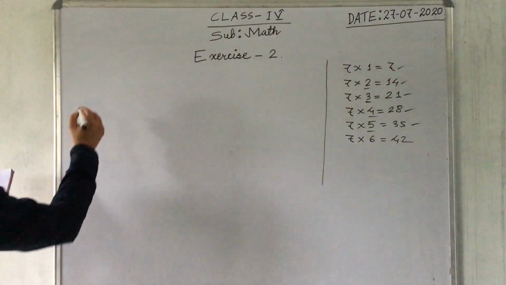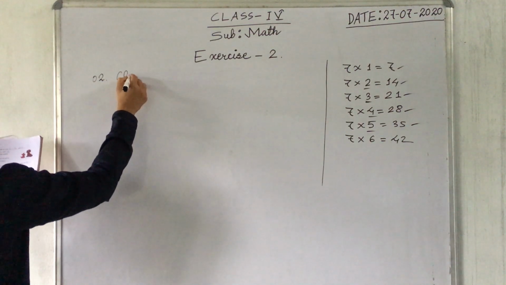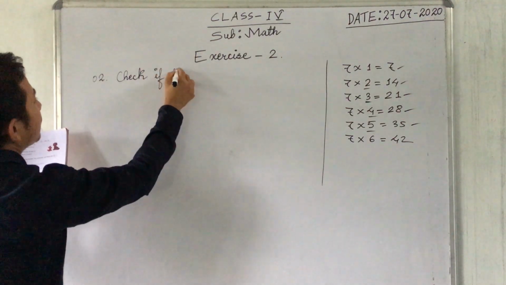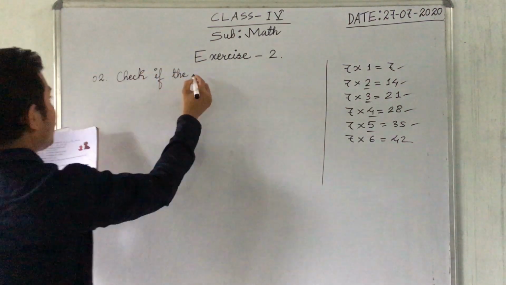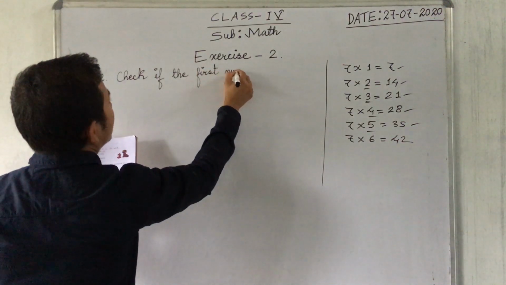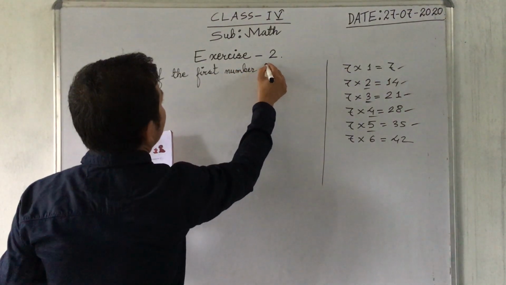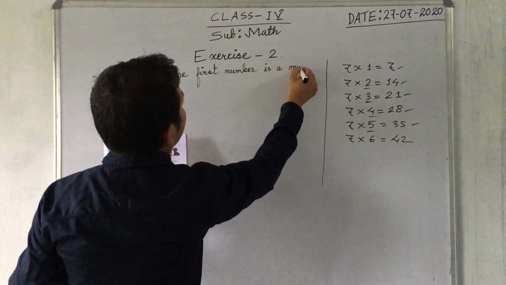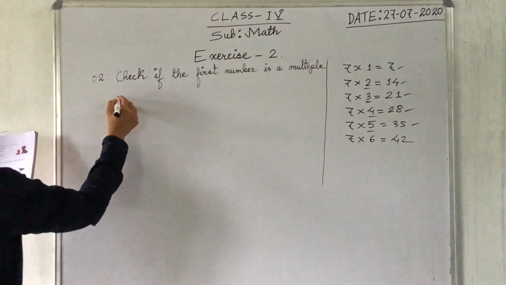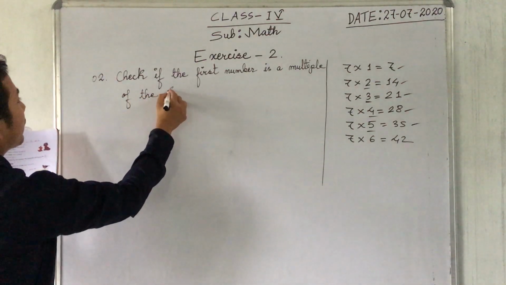Question number 2 is: check if the first number is a multiple of the second number.